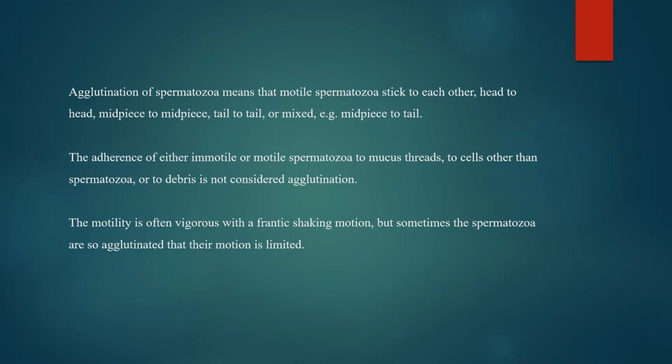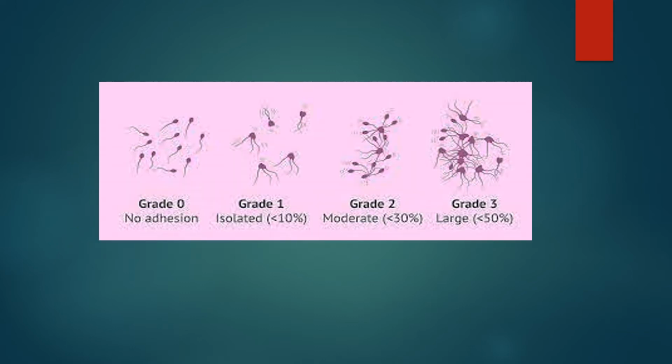In mixed, the head and the tail part will stick together, or the midpiece and the tail part will stick together. The adherence of either immotile or motile spermatozoa to mucous threads, to cells other than spermatozoa, or to debris is not considered agglutination. The motility is often vigorous with a frantic shaking motion, but sometimes the spermatozoa are so agglutinated that their motion is limited. In this picture, the agglutination is shown.